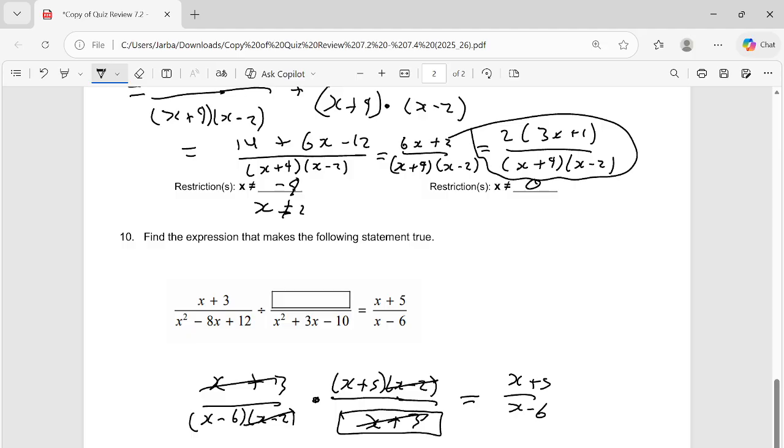So the expression that makes the following statement true would be x plus 3 up here. I'm not sure what they mean by the expression that makes it true, but what goes in the blank is x plus 3. Okay?